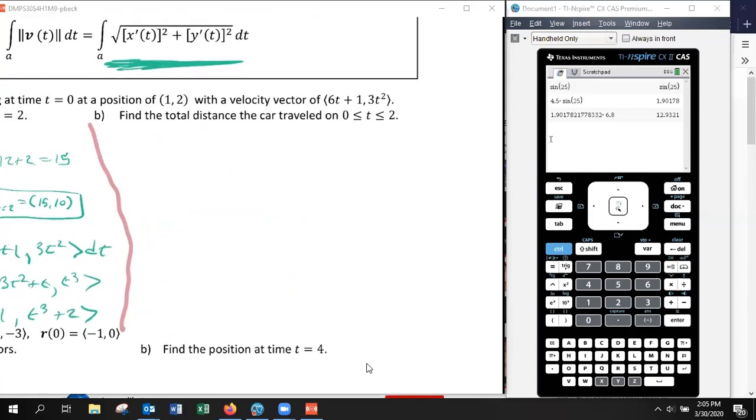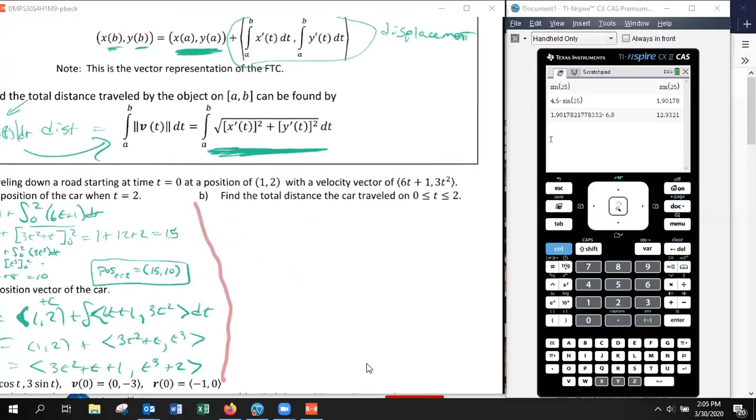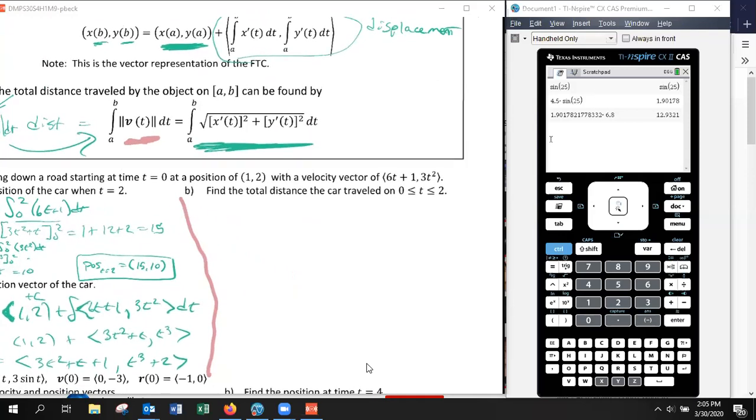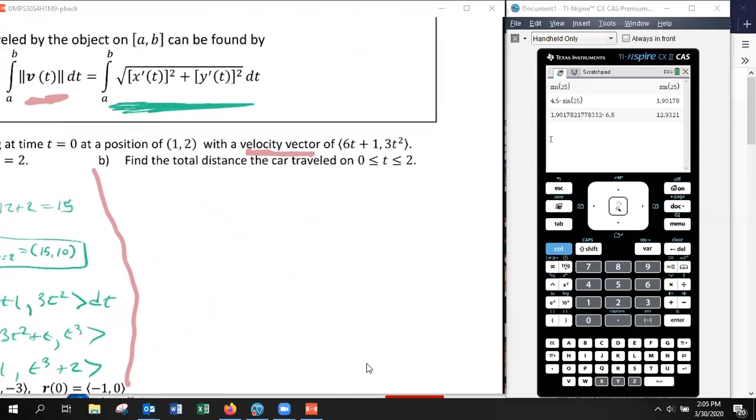So find the total distance the car traveled on that interval. If we want to find the total distance, once again, we're finding the integral of the magnitude. So we are given that velocity vector, and I'm going to keep this as the teal color. So the total distance is going to be the integral from 0 to 2. Why that 0 is important is because we knew what happened starting at the very beginning, t equals 0. So this would be the integral of the square root of 6t plus 1 squared plus 3t squared squared dt.